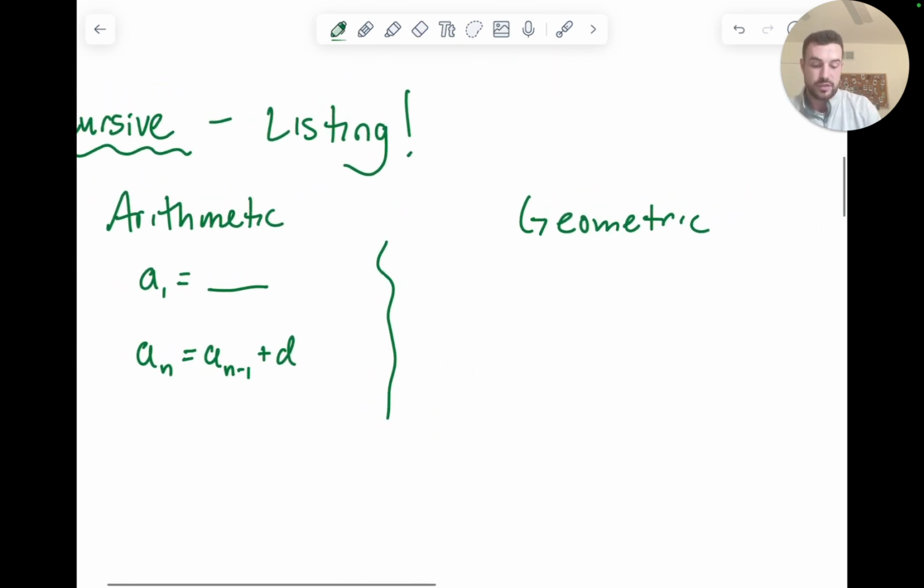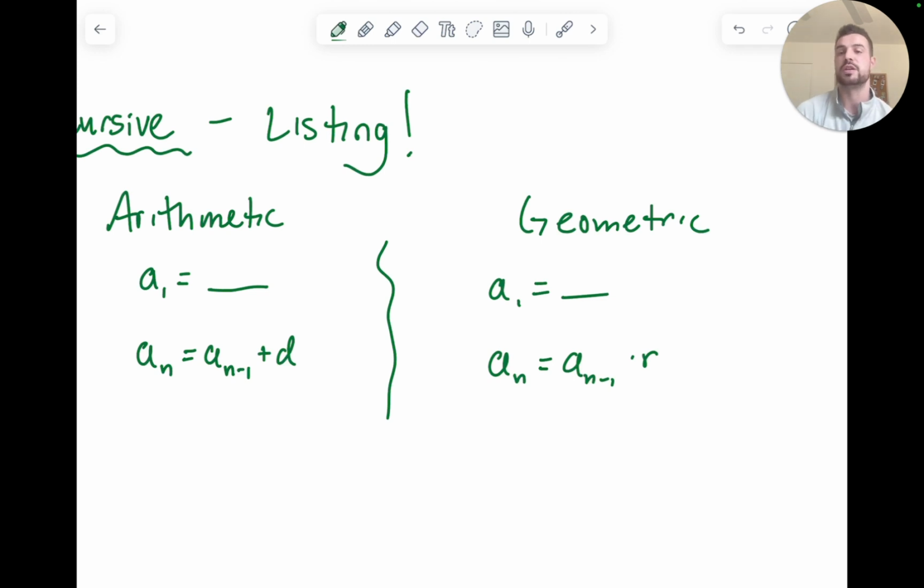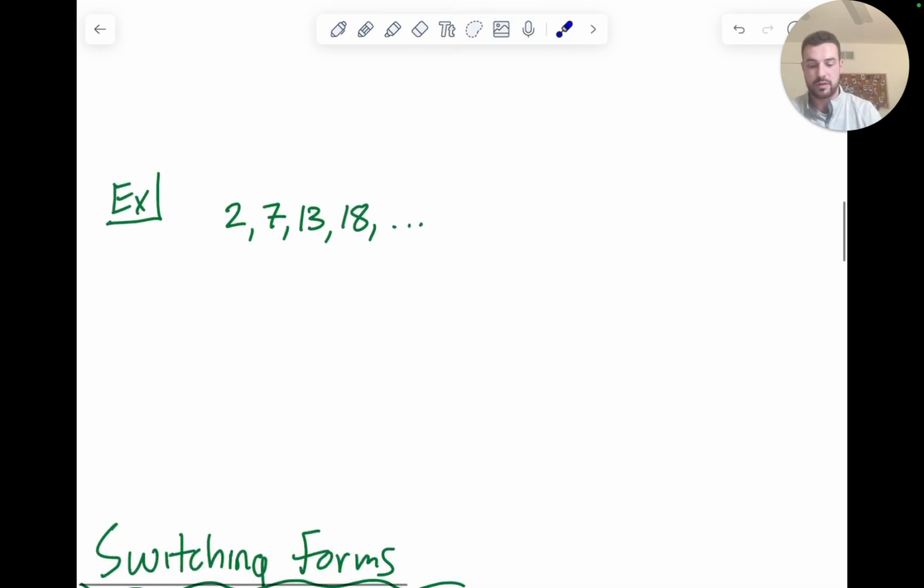Similarly, for geometric, we list our first term, and then I list the pattern, which is the term right before it, times the ratio. So this looks really strange, and a lot of students typically struggle with what a sub n and a sub n minus 1 really mean. So I'll show us an example here.